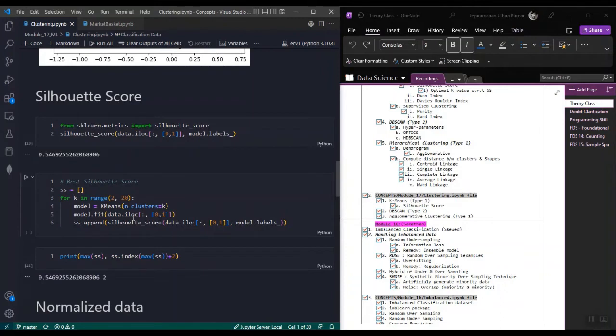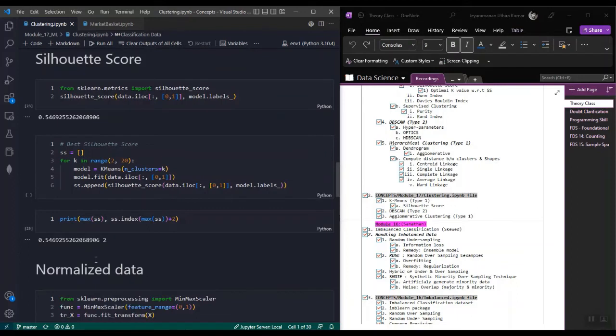we have to create a loop for k, the number of clusters, from 2 to 20, and for each one we will find the silhouette score. If you do that, we know that our best silhouette score is 15%, and it is for a particular k. Okay, so this is how we know that.